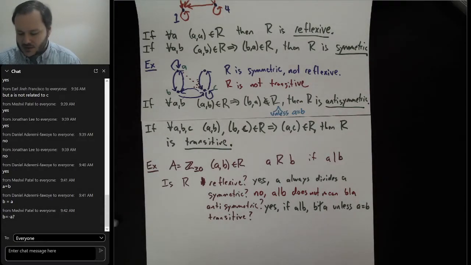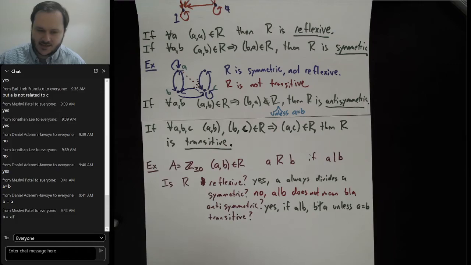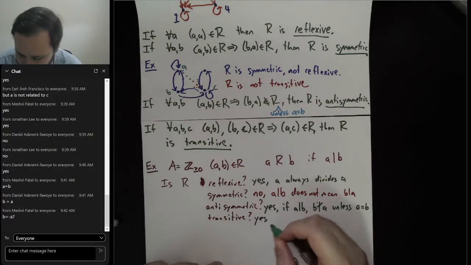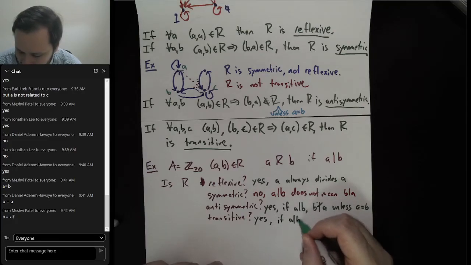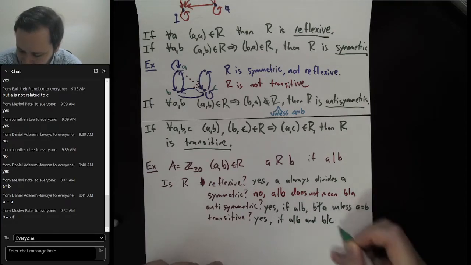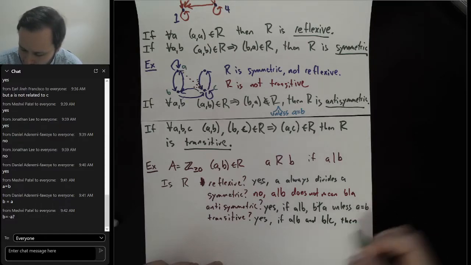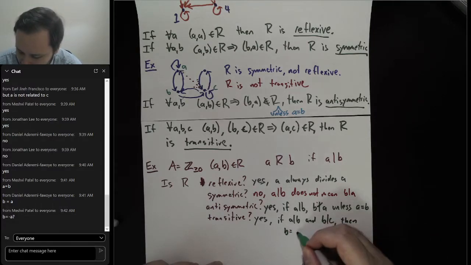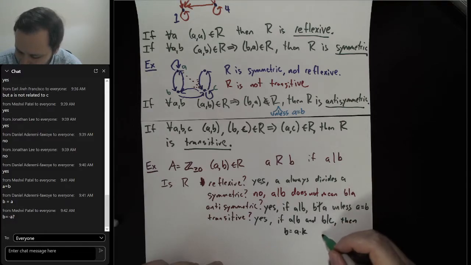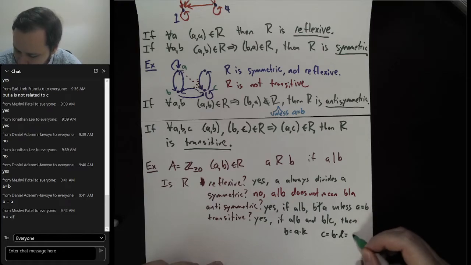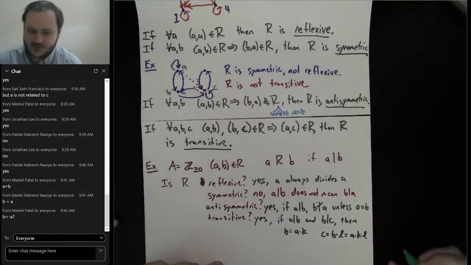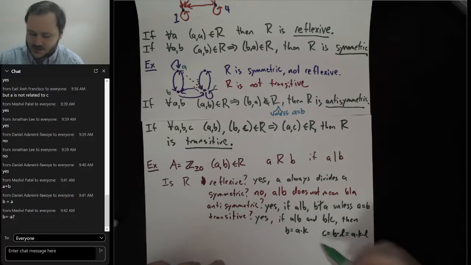If A divides B and B divides C, does A divide C? This one's a little bit harder to see, but I do think we did it back when we did divisibility. This one is transitive. If A divides B and B divides C, then B is equal to A times K, and C is equal to B times L, which is equal to A times K times L. So A does divide C.